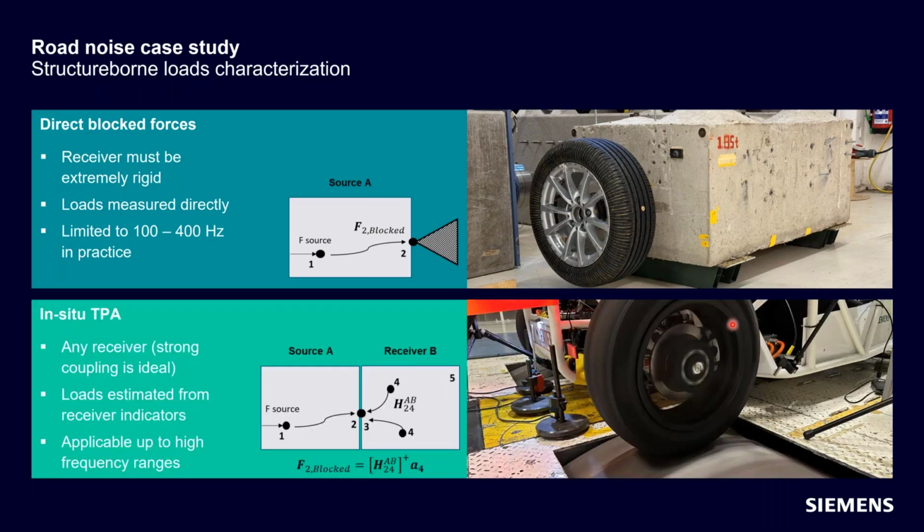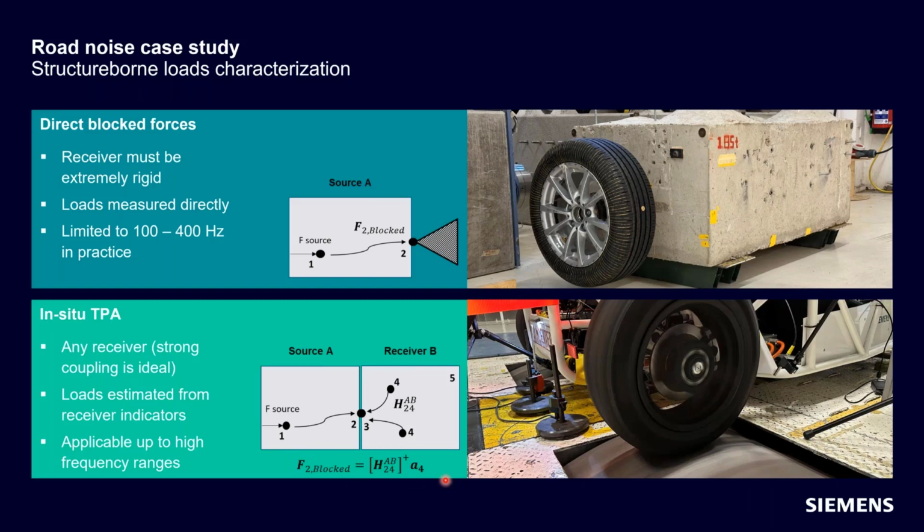The recommended way to do this for road noise is actually using in situ TPA. So what that means is that we want to attach our wheels, tires to an actual vehicle and run that vehicle on the chassis dyno, and then we will estimate our blocked forces again using this matrix inversion methods.